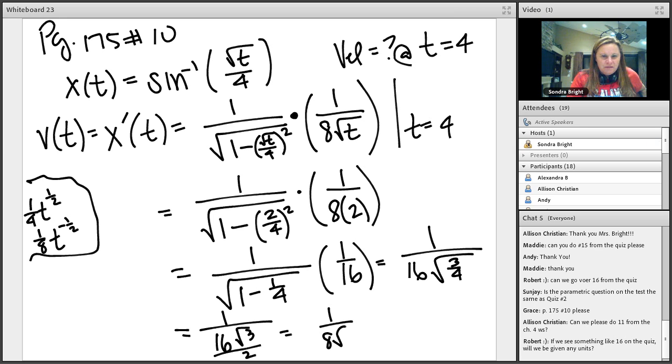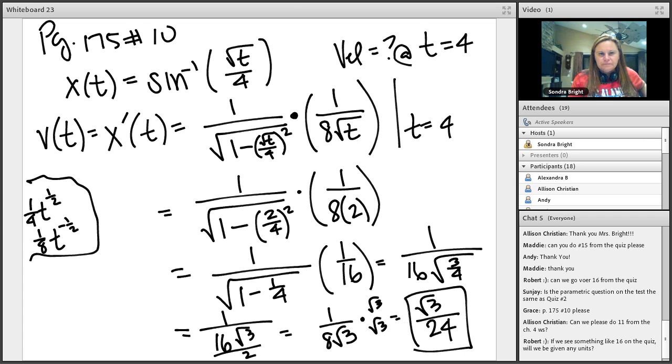Did they leave it or did they rationalize? What number is this? 10? They rationalized. So go times root 3 over root 3, which will give you root 3 over 8 times 3, which is 24. All right, that was a good inverse one with chain rule. Love it. All right, that was 175, number 10.